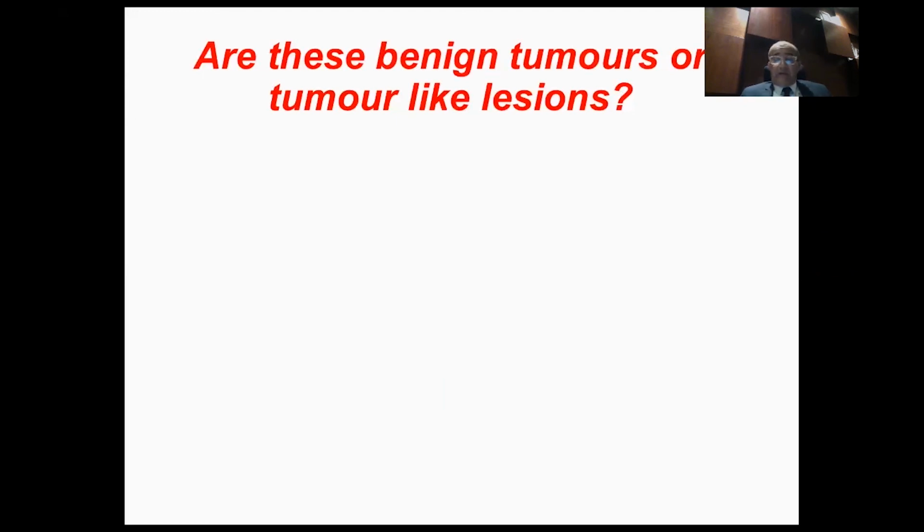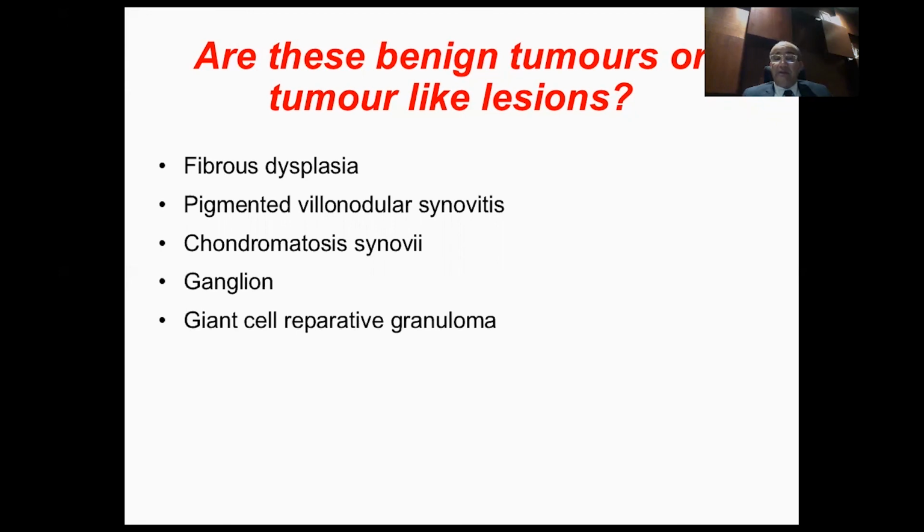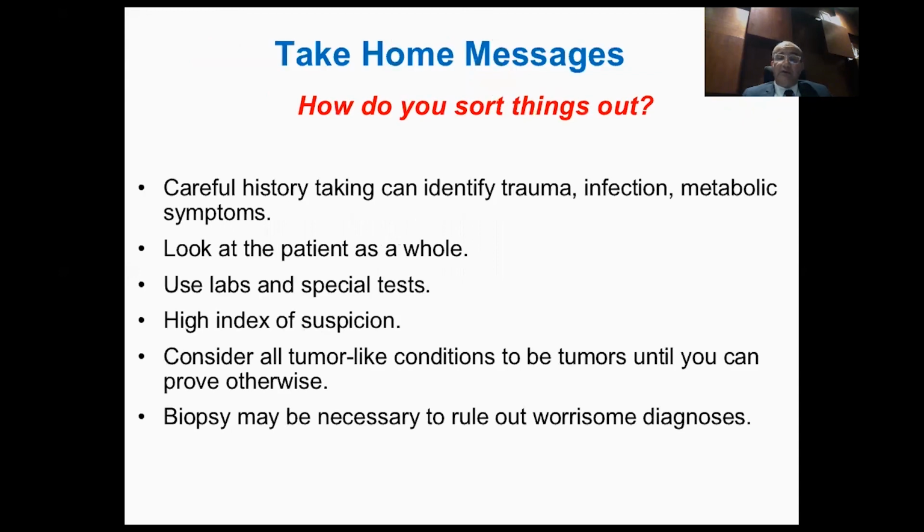Now we come to the end of our lectures. I just want to make a note of certain lesions that are considered benign tumors, whereas they are not tumors, they are tumor-like conditions. These include fibrous dysplasia, pigmented villonodular synovitis, chondromatosis synovii, ganglia, giant cell reparative granuloma, Nora's lesions. These are not actual tumors. They're not benign tumors. They're tumor-like conditions. But in many classifications, they are grouped as part of the benign tumor lesions. But you can still group them as tumor-like conditions.